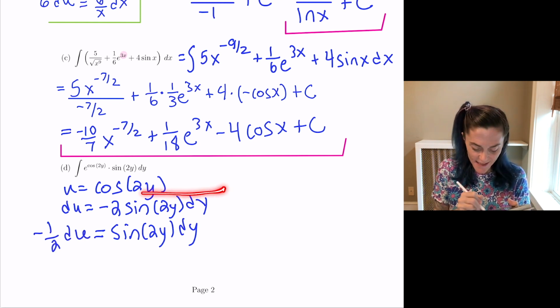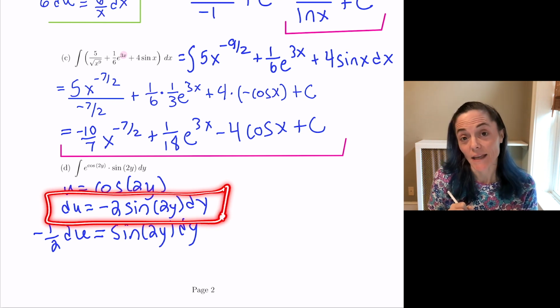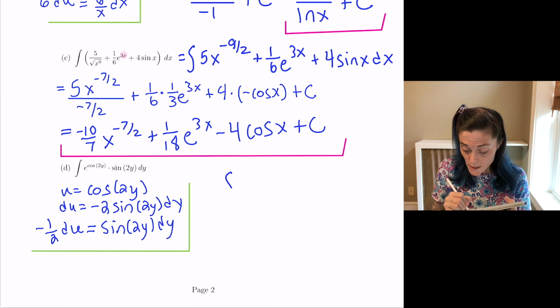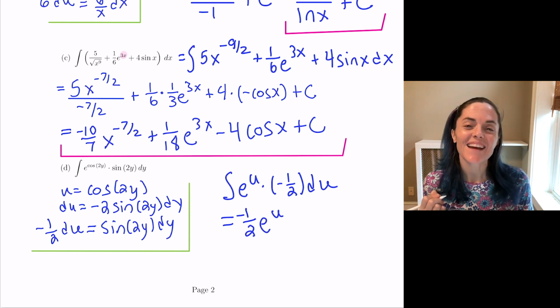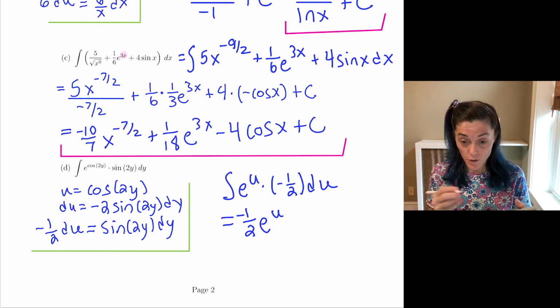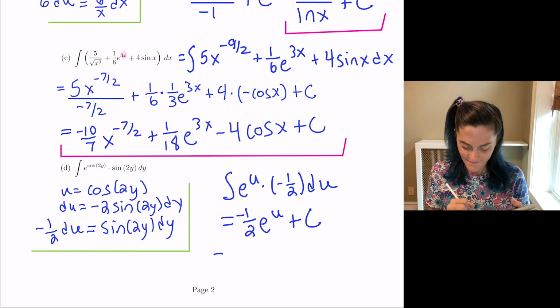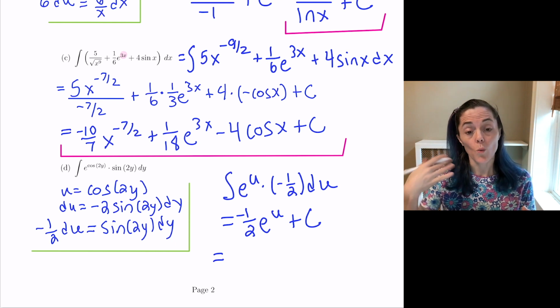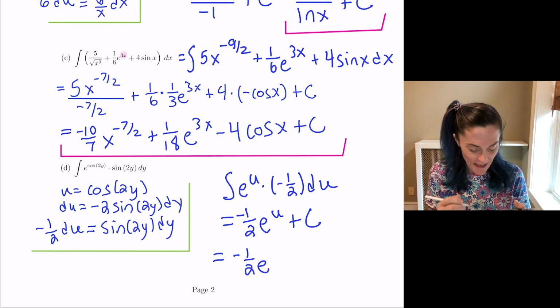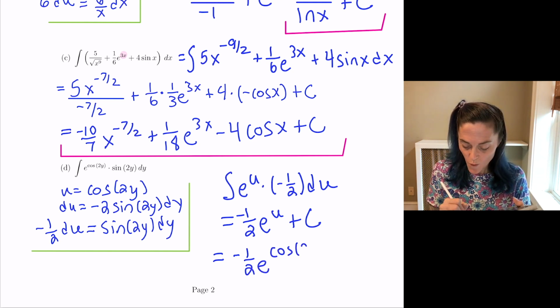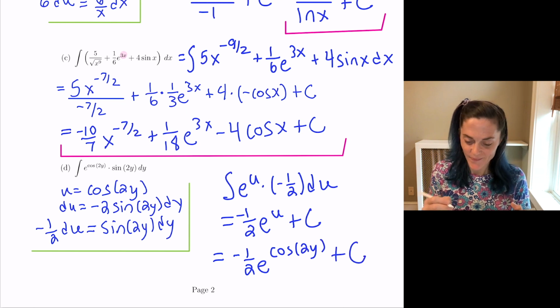We could just take this line and divide by negative 2. All right, so my integral, we have e to the u times minus 1/2 du. We integrate. When we integrate e to the u, we get e to the u. Finally, we go back to y, which was my original variable. So I have minus 1/2 e to the cosine 2y plus c.